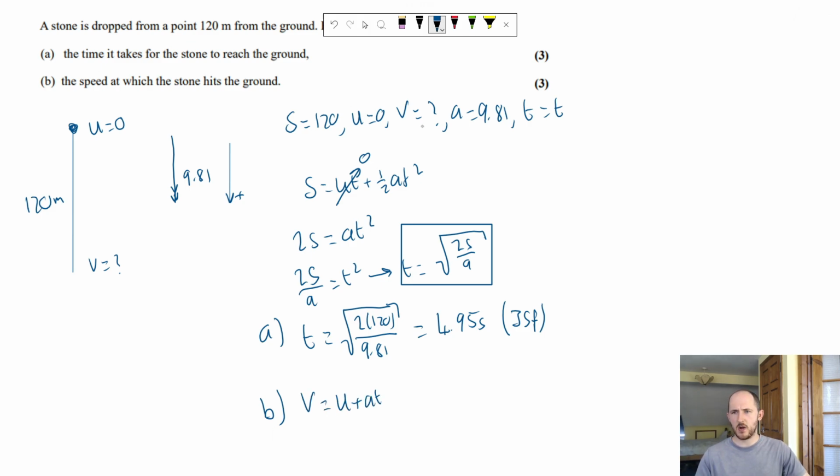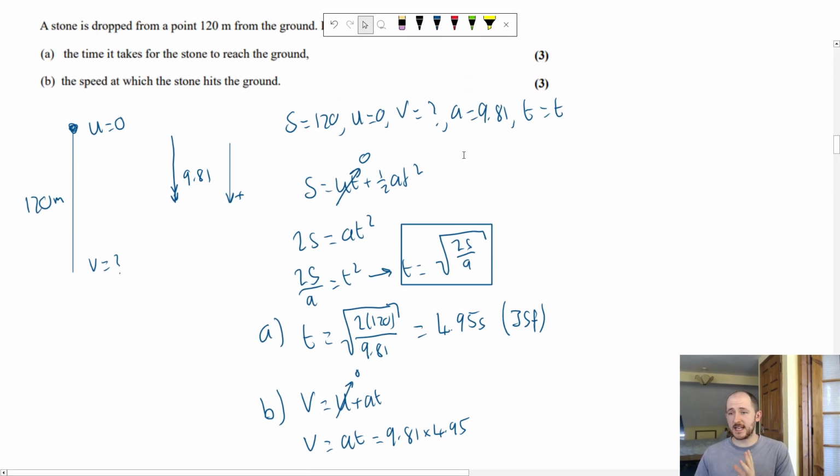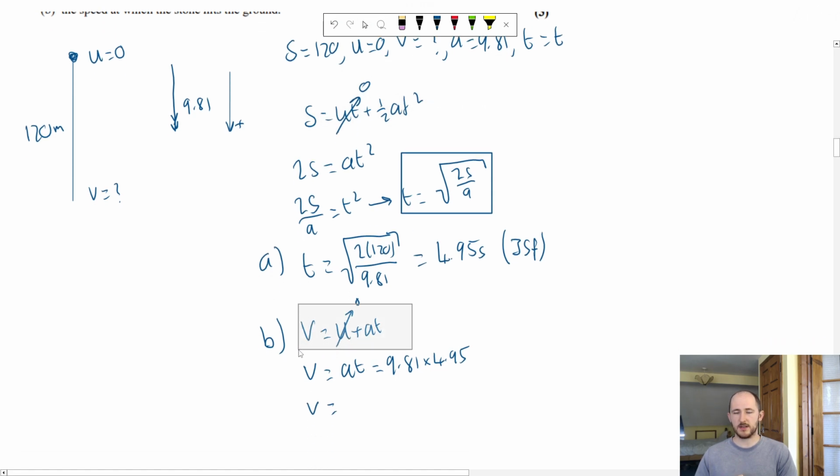But you're going to be using v equals u plus at. And why is that? Well, once again, u is 0. It's just v equals at. So easy. Nice and quick. Not too bad. It's 9.81 times 4.95. How nice is that? Really good. So in every single free-fall question, you'll use this equation and you'll use this equation.